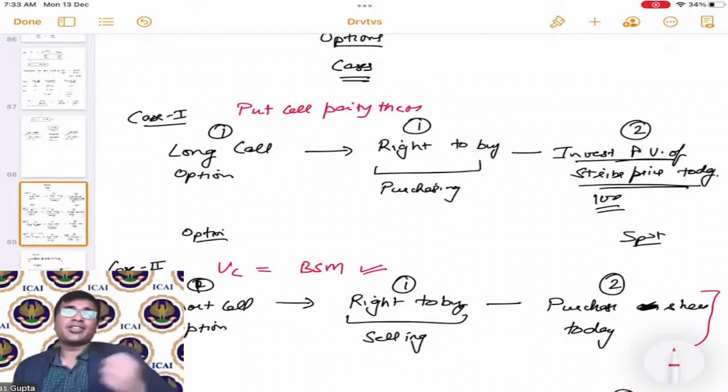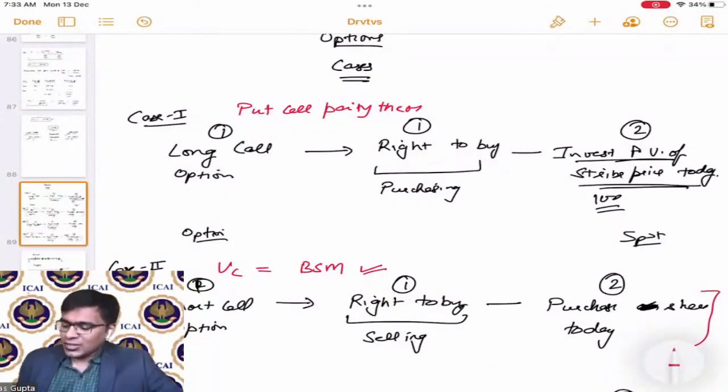So what did we say in the long call option? If we are doing any long call, that means we are purchasing the right to buy. That means we have to pay the amount equivalent to the strike price on expiry while exercising the option. That means we said that today we will invest the present value of the strike price and keep it, so that on maturity we get the strike price equivalent amount and we will pay that amount for purchasing the security, correct?